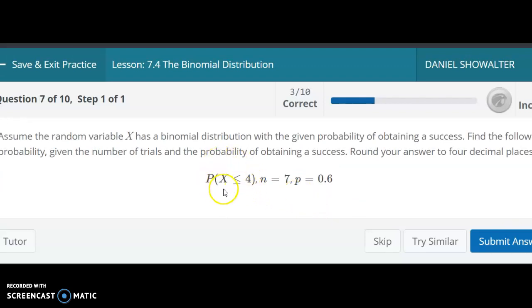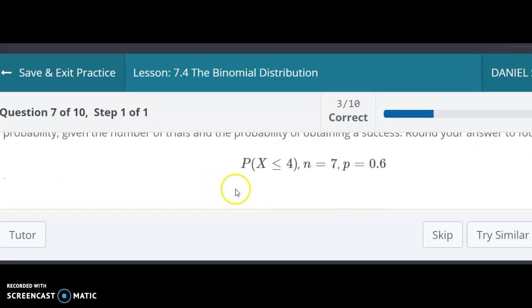So there's a cumulative. Now this is exactly like the real estate problem was. So here, we want to know probability x less than or equal to 4. We only have 7 trials. So this here means we don't just want to know the chance of getting 4 out of the 7. We want to know the chance of getting 0, 1, 2, 3, or 4 when each one has a probability of 0.6.